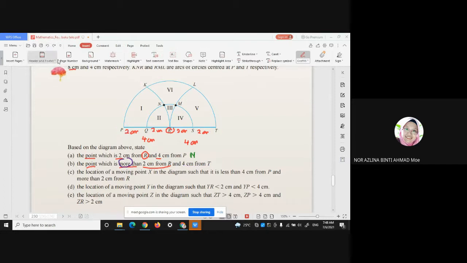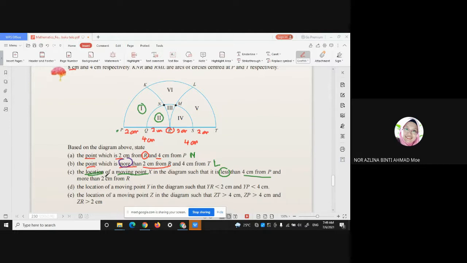Okay, next. Part C. The location of a moving point X in the diagram such that it is less than 4 cm from P. This is P, less than 4 cm. Location, not point. Now the question asks you location. Location can be 1, 2, 3, 4, 5, 6. Here, P, less than 4 cm. So 4 cm is curve K and R, so less than 4 cm may be 1 and 2.